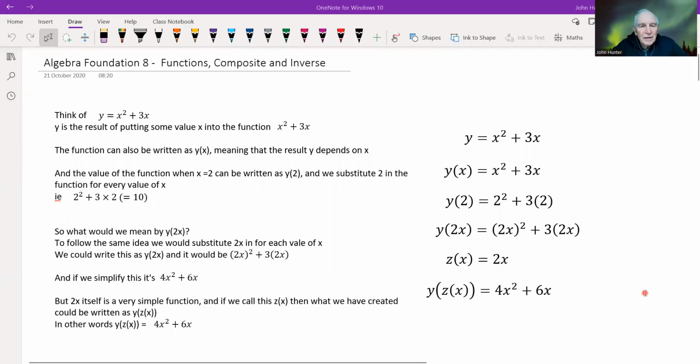All right, this video is about functions and function notation. We're going to cover composites and inverses as well. So let's see what it's all about.